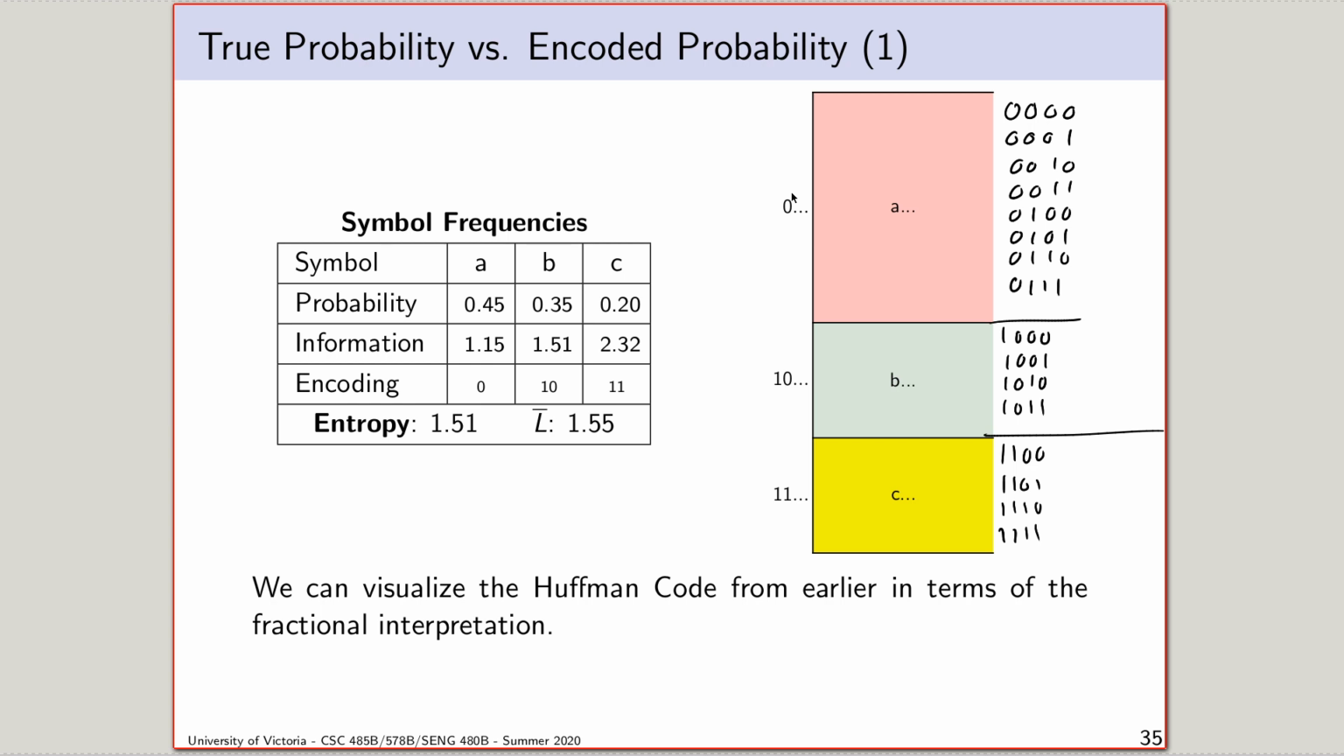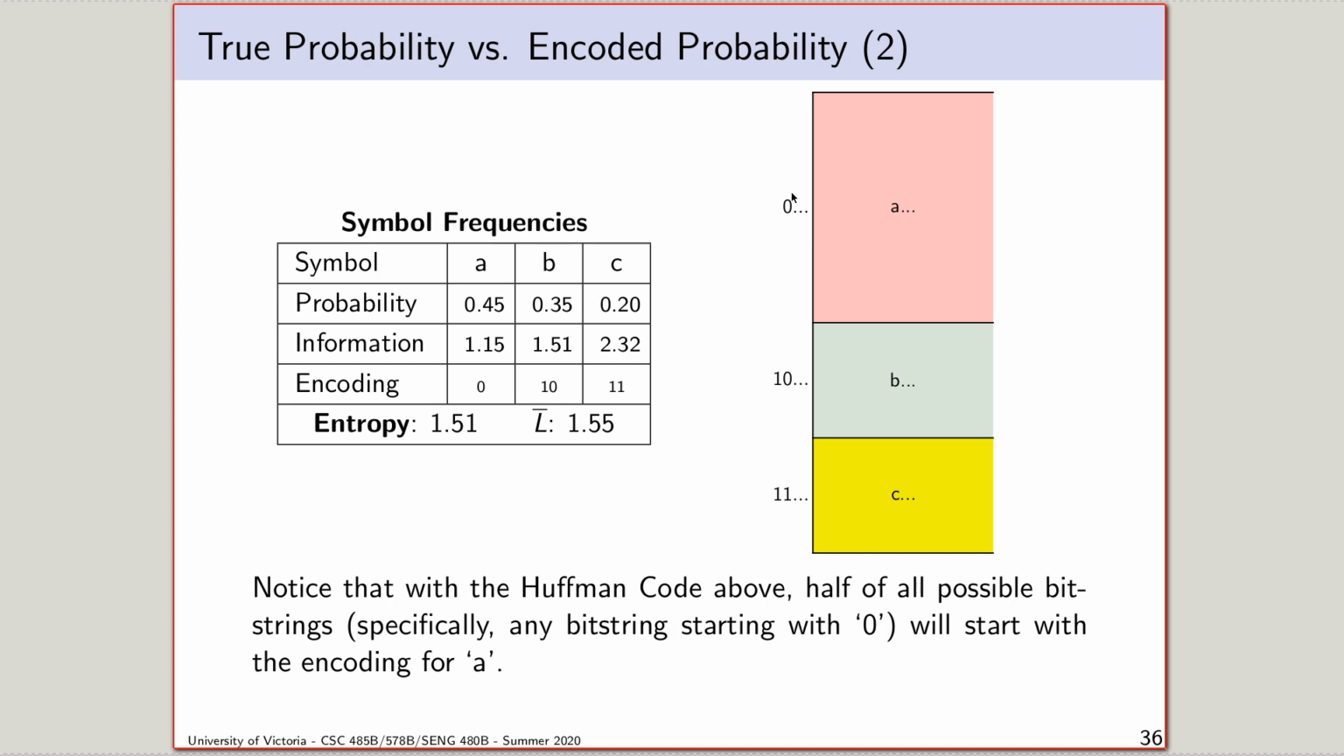Okay, so we can visualize the Huffman code in terms of the fractional interpretation by starting there and working our way into it. So half of all bit strings begin with A. Maybe I should write that. Let's just think about this in terms of percentages. 50%. It's Sunday night, so I'm not drawing as well as I would on a weekday. Okay, so then this is 25%, and this is also 25%.